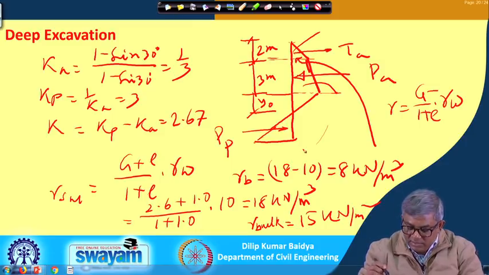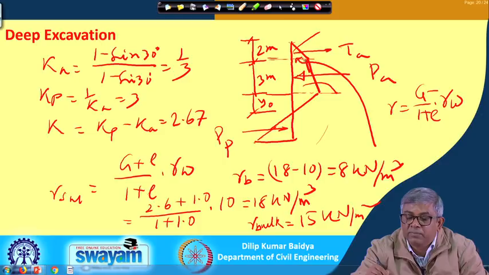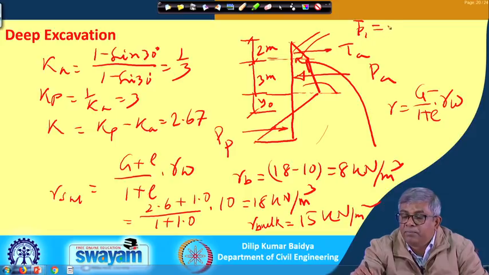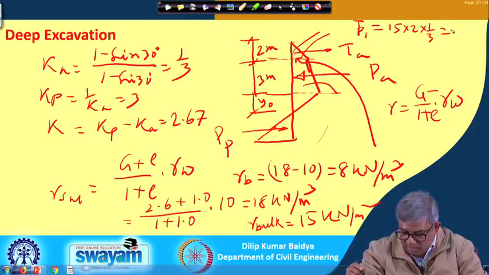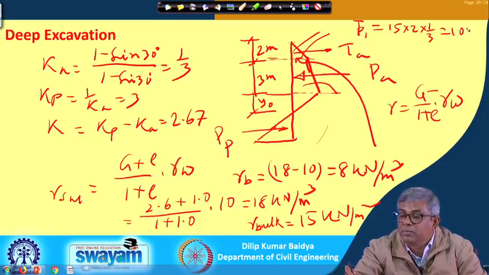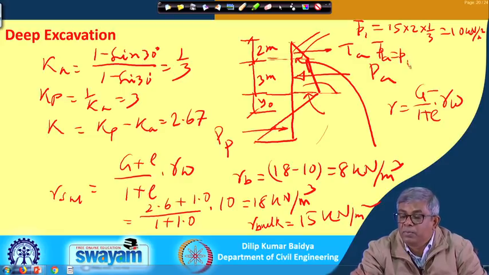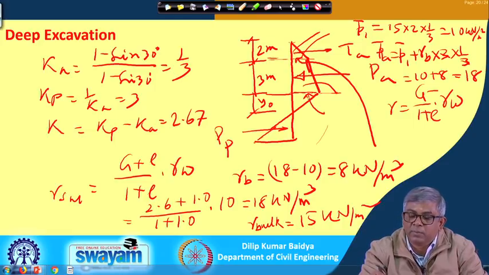So, now without going further, I can find out straight this intensity here, I can find out P 1 bar, that will be how much? That will be P 1 bar actually, it will be 15 multiplied by 2 multiplied by 1 by 3. How much is it? It is coming 10 kilonewton per meter square. Similarly, I can find out at this point what is the value. So, this is actually P A bar. P A bar will be equal to P 1 bar plus gamma B multiplied by 3 and multiplied by 1 by 3. So, it will be 10 plus 8. So, it will be 18.